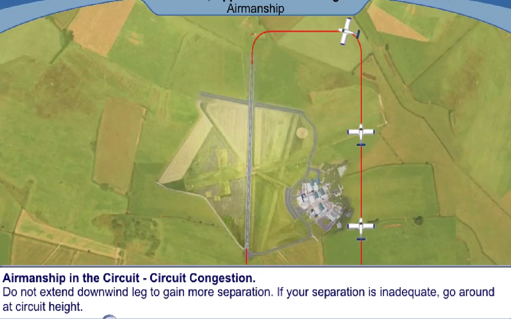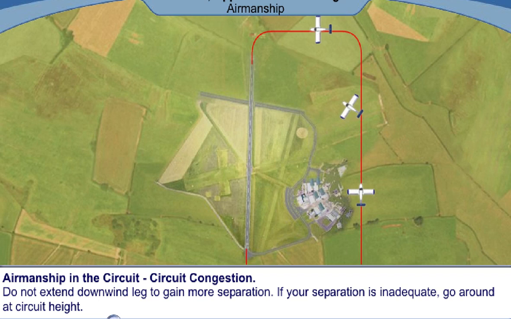If you find yourself too close to an aircraft ahead of you in the circuit, never extend your downwind leg to gain more separation. Aircraft behind you will then have to do the same, and the result is that circuits get bigger and bigger, so that no one is able to practice a proper approach. If your separation is inadequate, go around at circuit height, adjusting your spacing as you do so that the next time you're downwind you can continue to make a normal approach from the correct position.